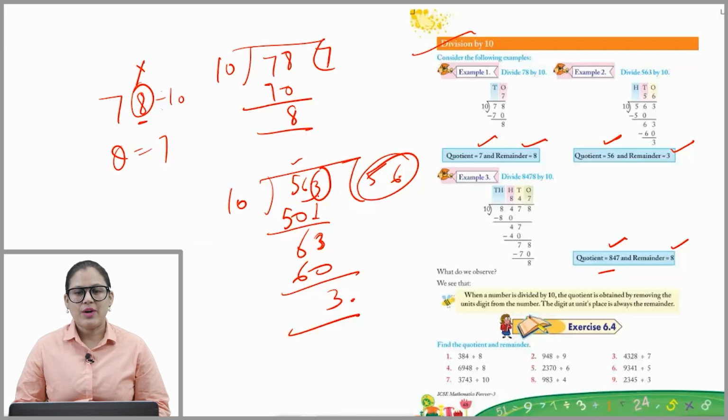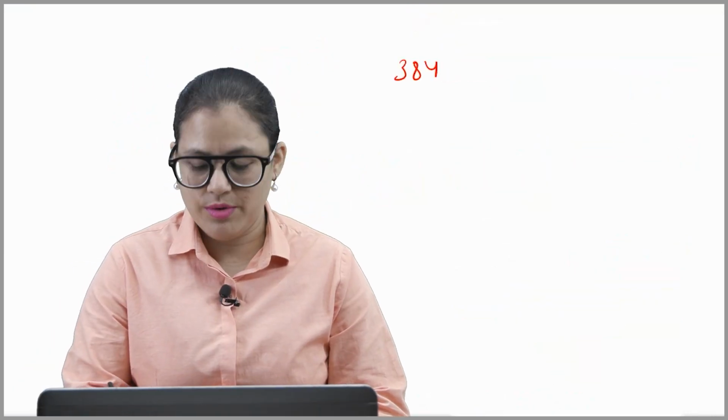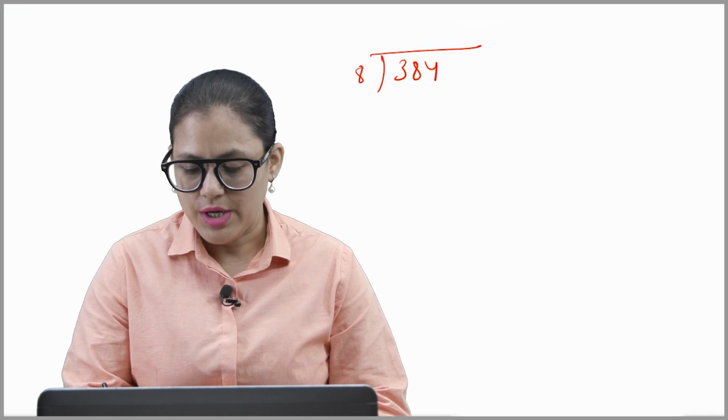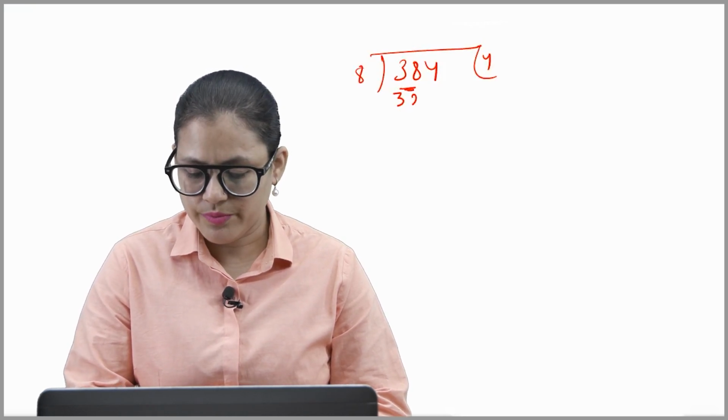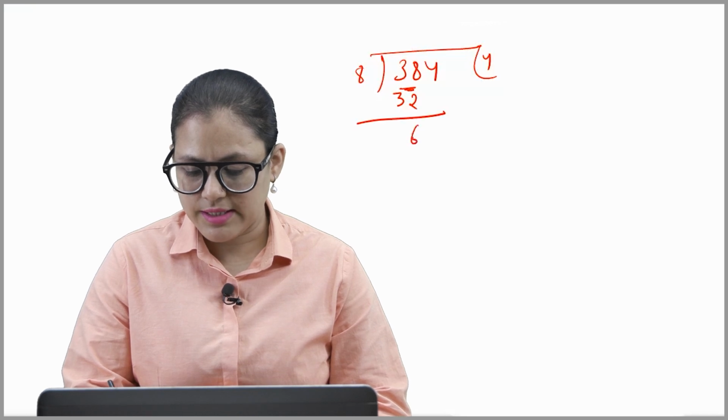Now let's do exercise 6.4. The first question is, you have to divide 384 by 8. First we will take these two numbers. 8 fours are 32. 8 minus 2 is 6, then 4.